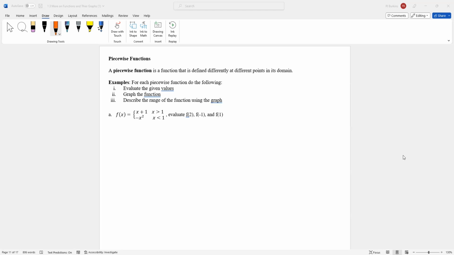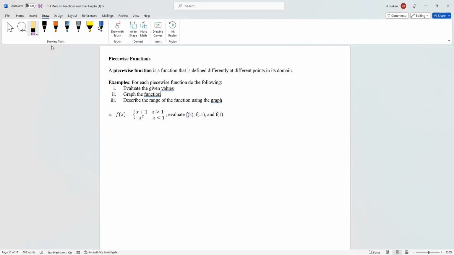In order to define a piecewise function, we use this curly bracket, and then we have to tell it for what parts of the domain the function follows a particular pattern. Now here they're going to ask us to evaluate the given values. So we have 3 values to plug in, graph the function, and then describe the range. I'm going to manually graph, and then I'll show you a graph that I've already created in Desmos.